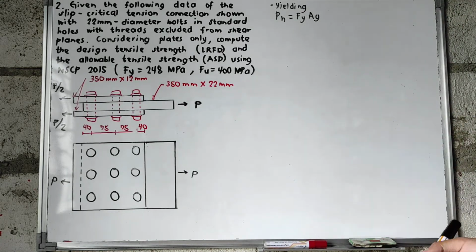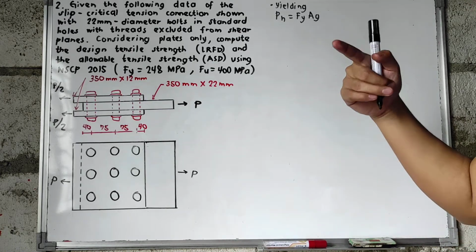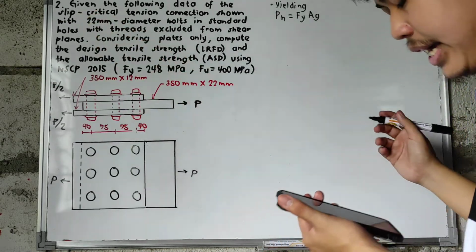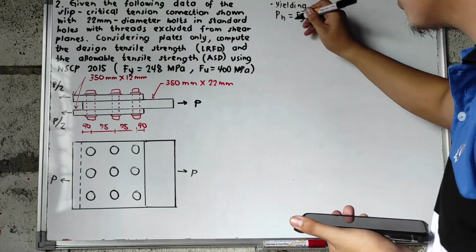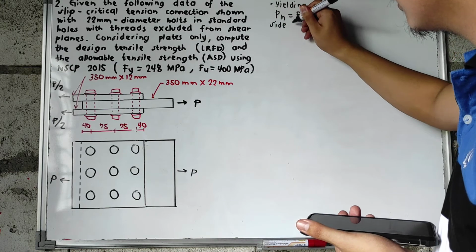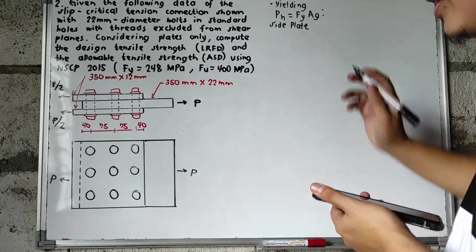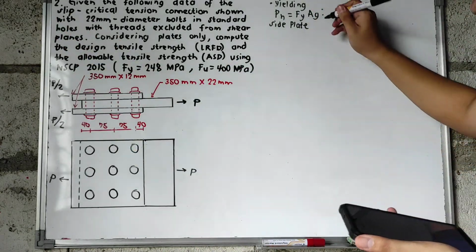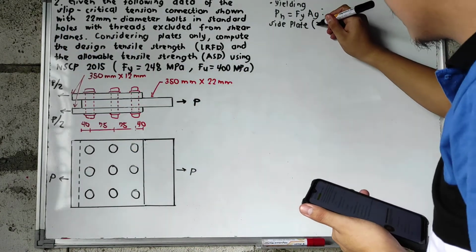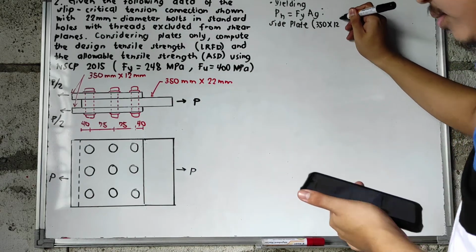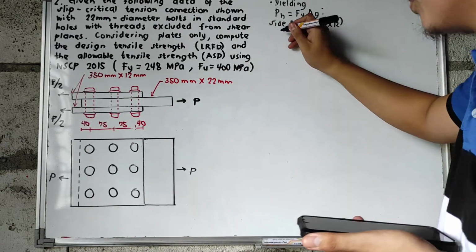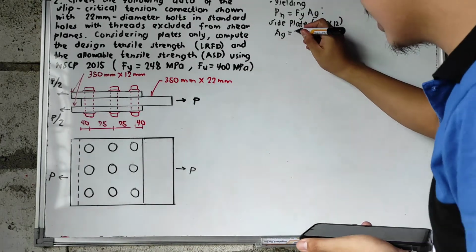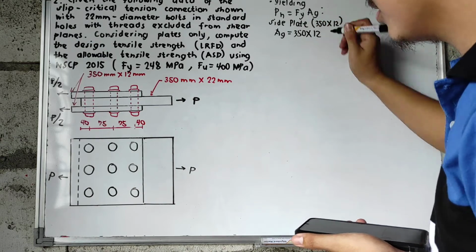So for this one, i-consider natin yung dalawang case. So first, kung i-consider natin yung side plate muna, yung mga upper and lower plate. So for this one, let's say, yung consider natin yung upper plate natin. So yung dimension niya, that is 350 by 12 mm. So, makukuha natin yung value ng gross area natin. That is equal to 350 multiplied by 12.